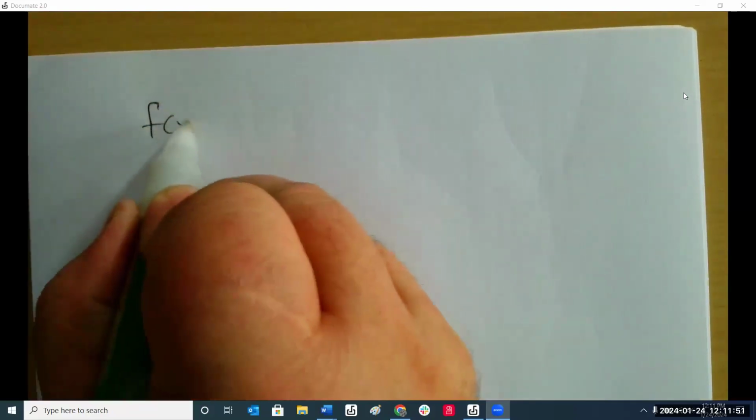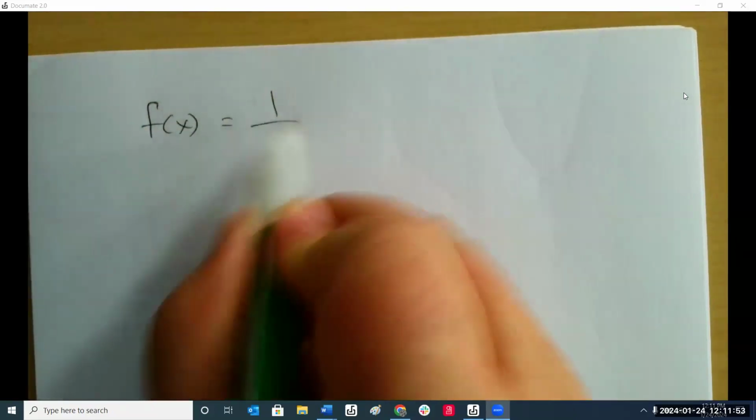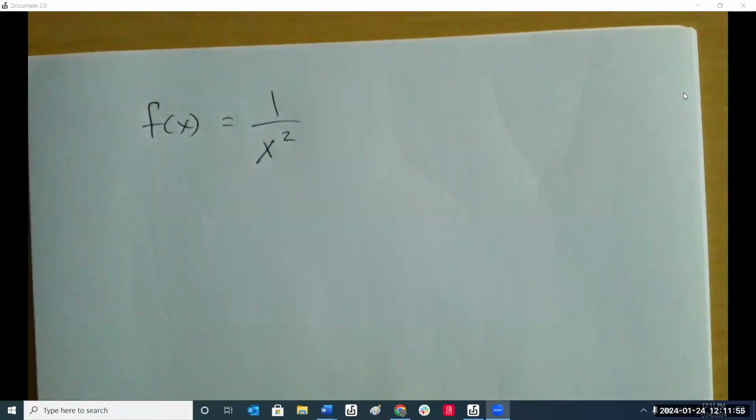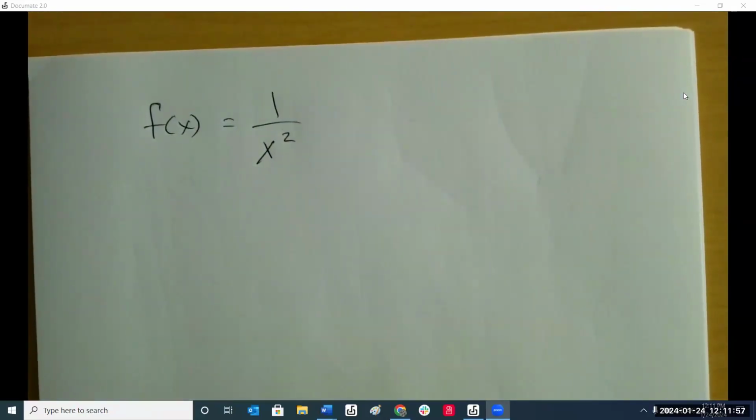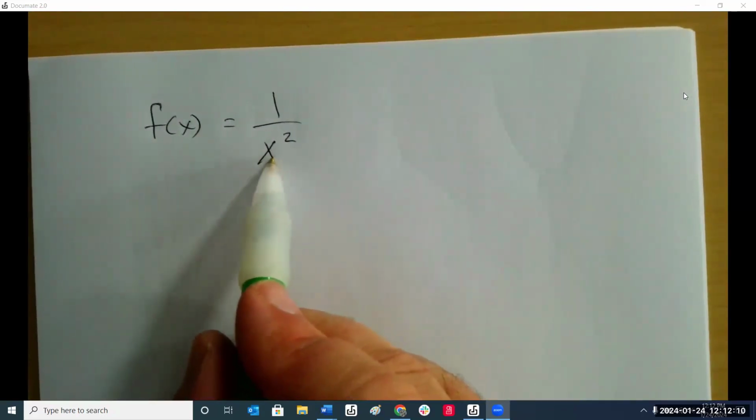Let's look at the squared, 1/x². Again, whenever you have x on the bottom, do we have an asymptote here? Yeah. You cannot have 0 for x.